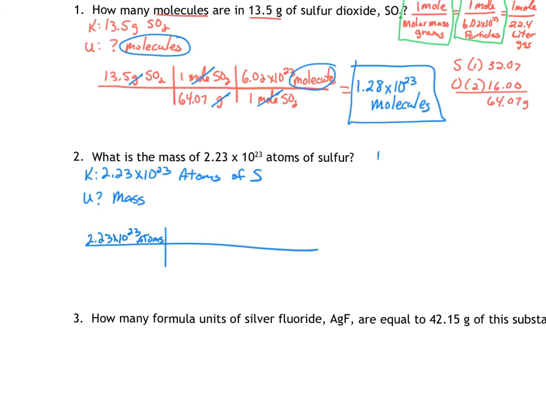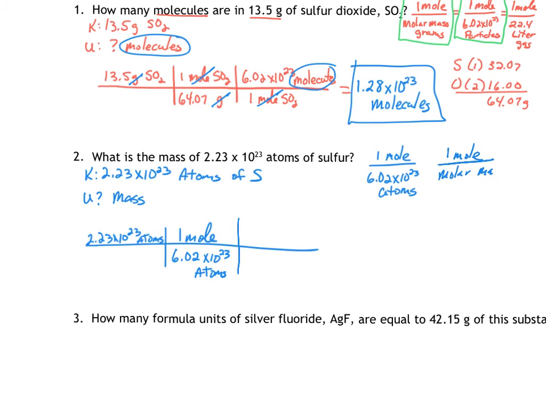So here's my conversion factor, 1 mole equals 6.02 times 10 to the 23rd particles. In this case, it'll be atoms. So I'm definitely going to need that one. Make sure that if atoms is on the top, I need atoms on the bottom. So 6.02 times 10 to the 23rd atoms in 1 mole. We're going to mass, so I'm going to need another conversion that gives me 1 mole and then the molar mass of sulfur in grams.